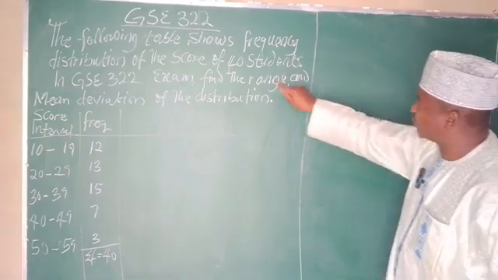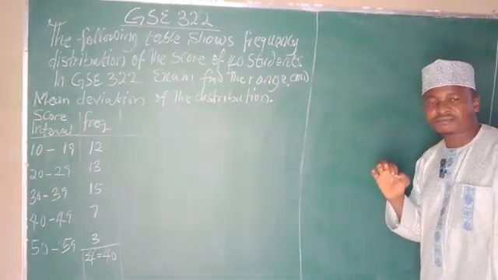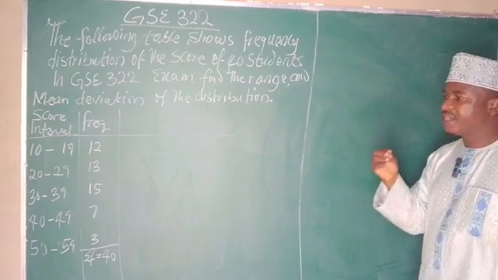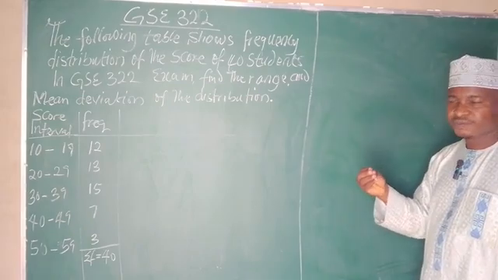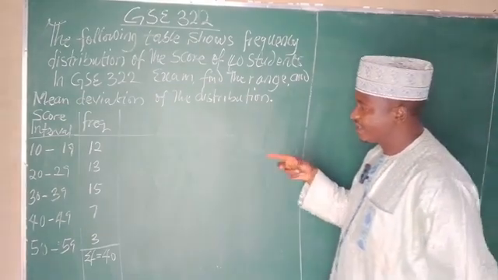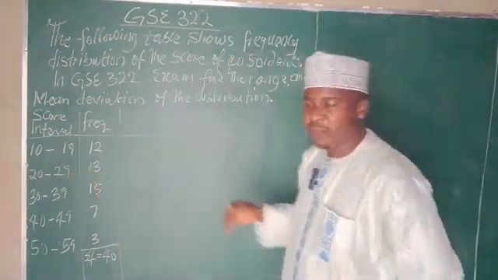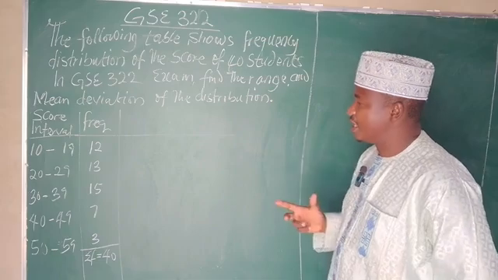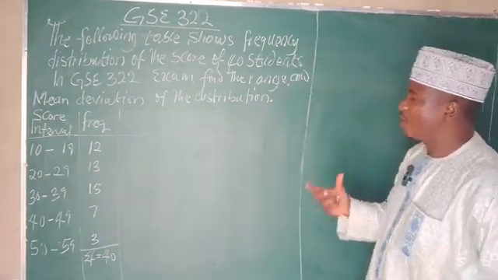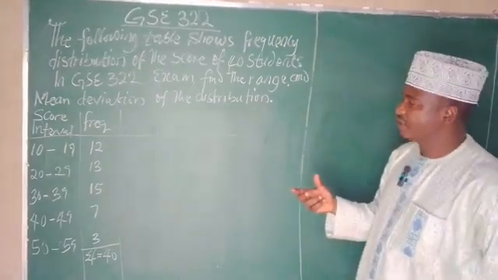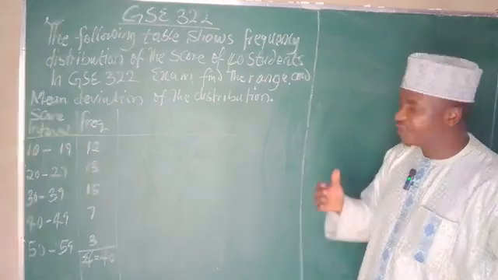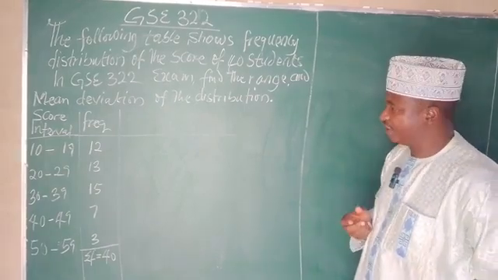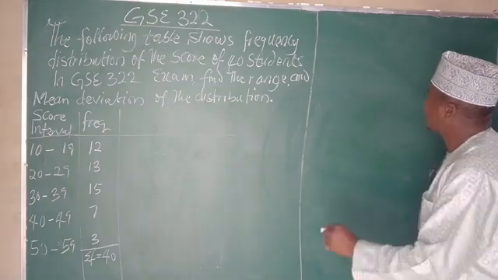The first thing we are asked to find is the range. The range is simply the highest value or the highest interval minus the lowest interval of the distribution. In some studies, they will tell you the highest class boundary minus the lowest class boundary of the distribution shall be the range. So the range is very straightforward.